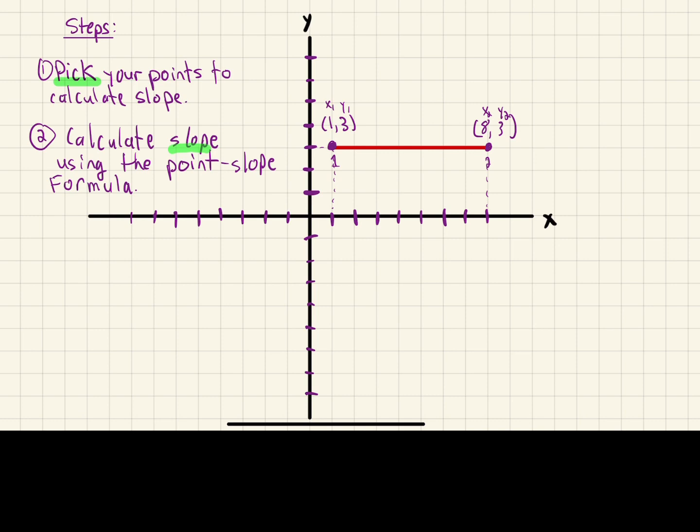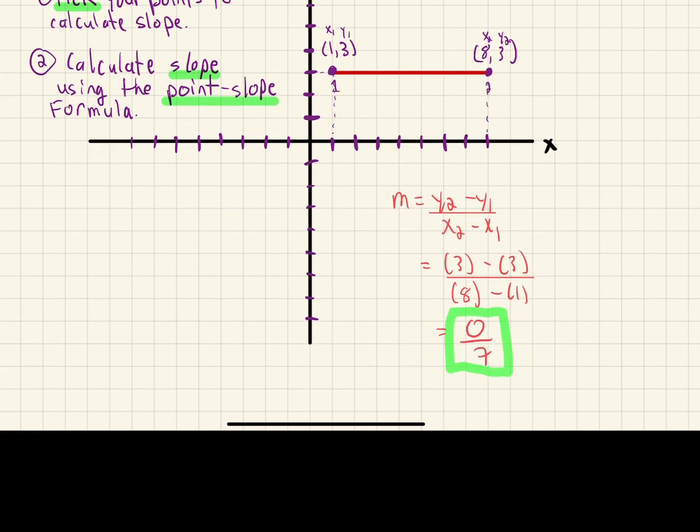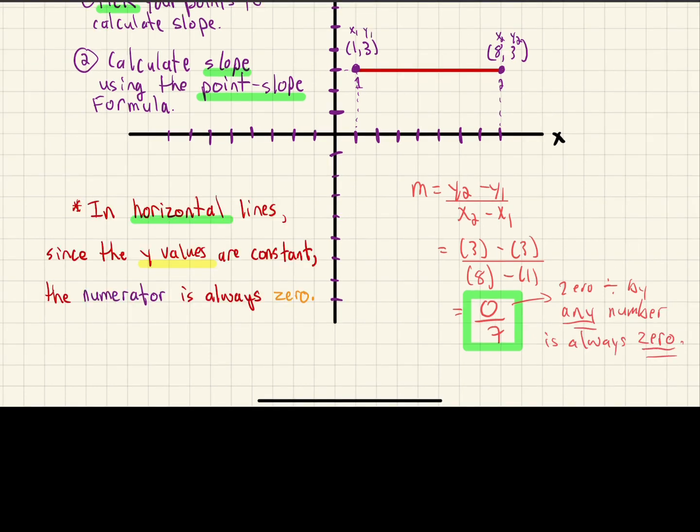Now what I'm going to do is calculate the slope using the point slope formula, which is m is equal to y2 minus y1 divided by x2 minus x1. And this leaves us with 0 divided by 7, and anytime you divide 0 by a number, it's going to be 0 as long as it's in the numerator.